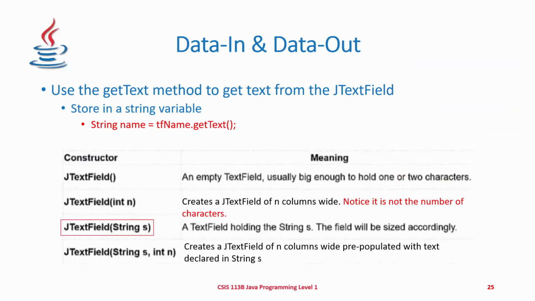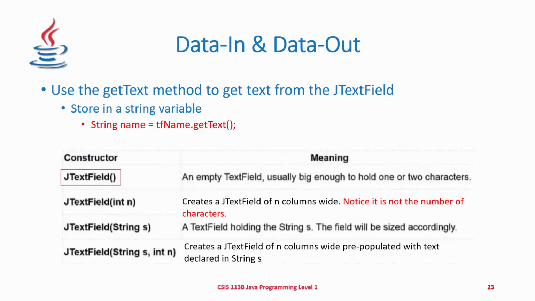The third constructor method is to just simply add a string on there, so that would be a default value that displays within the JTextField. And in that particular case, the JTextField will be sized based on the number of characters in the string. But again, remember that's going to be the fixed size.